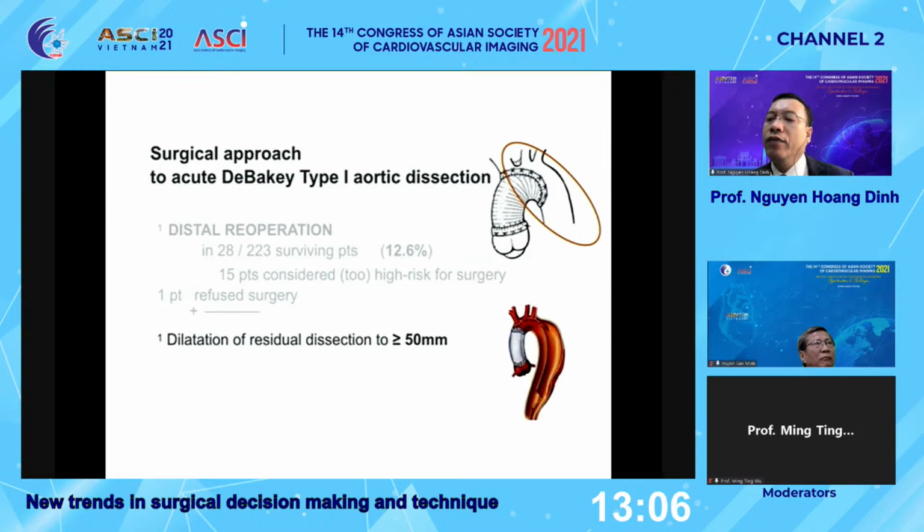Focusing on the need for redo surgery due to distal aortic sequelae, they observe a 30% overall reoperation rate, mainly for post-dissection aneurysm, as you can understand.